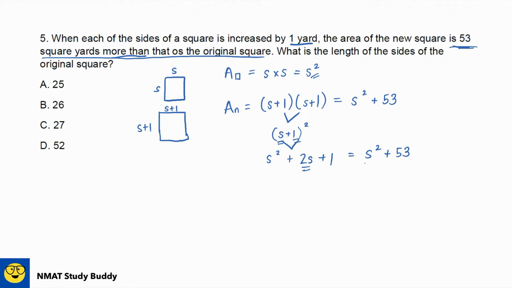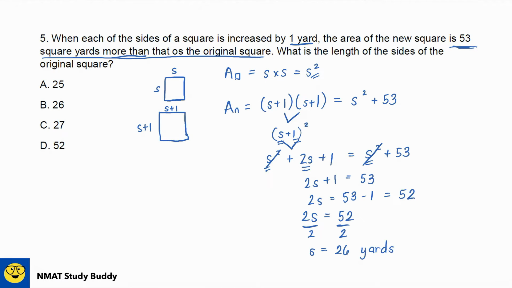And then, since yung S squared nasa both sides siya, we can cancel that, kasi magiging S squared minus S squared din naman. So, magiging 0 lang. And then, we're left with 2S plus 1 is equal to 53. So, lipat mo yung 1 sa kabila, magiging 2S is equal to 53 minus 1, which is equal to 52. So, 2S is equal to 52. Then, divide mo both sides by 2. So, S is equal to 26. So, yung S is equal to 26 yards, which is letter B.